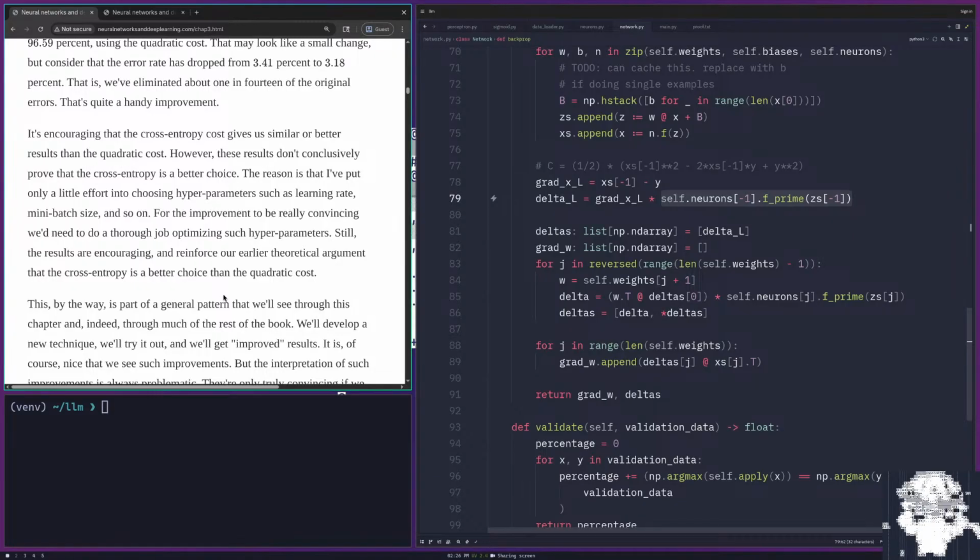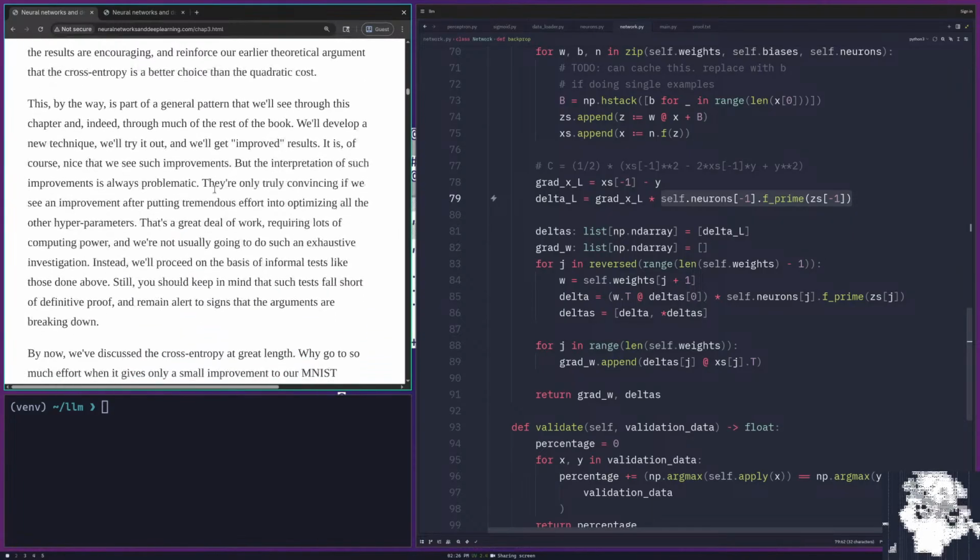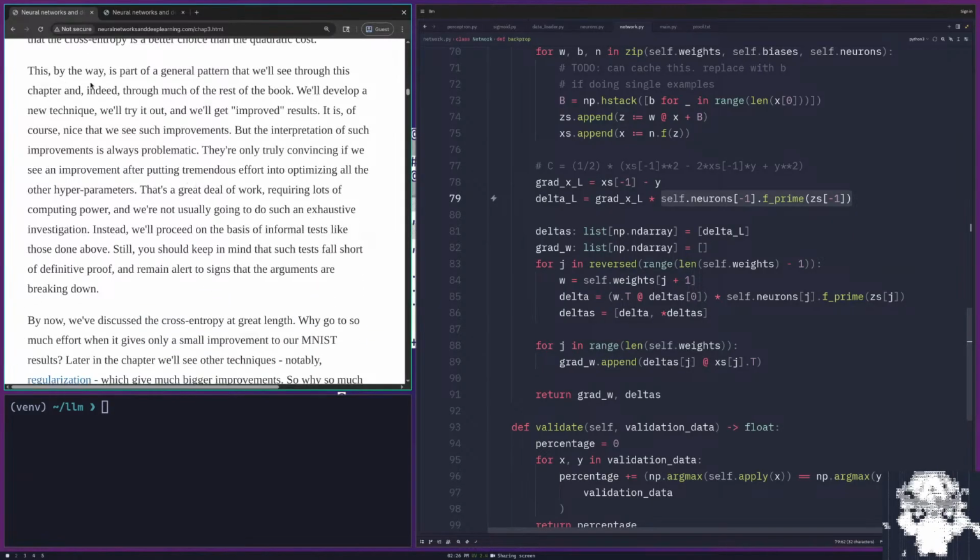However, these results don't conclusively prove that the cross entropy is a better choice. The reason is that I've put only a little effort into choosing hyperparameters such as the learning rate, mini batch size, and so on. For the improvement to be really convincing, we'd need to do a thorough job optimizing such hyperparameters. Still, the results are encouraging and reinforce our earlier theoretical arguments that the cross entropy is a better choice than the quadratic cost. This, by the way, is part of a general pattern that we'll see through this chapter, and indeed through much of the rest of the book.